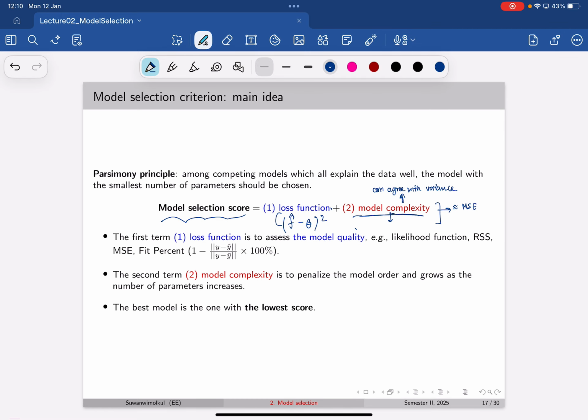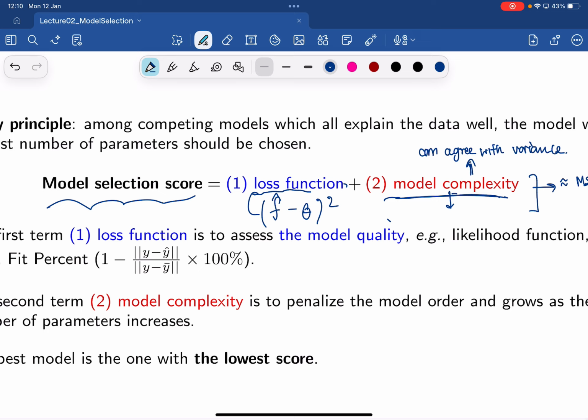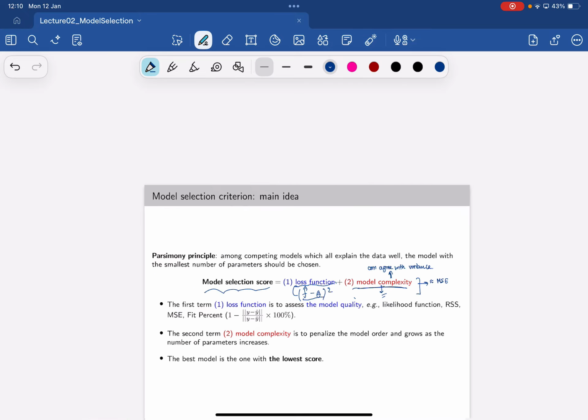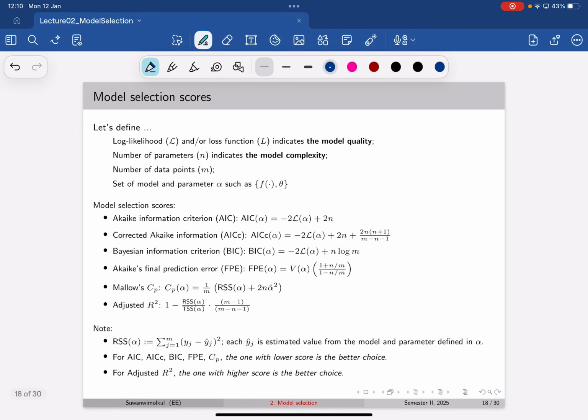So yes, the best model is the one with the lowest score, especially if your loss function is representing the error and the model complexity is representing, let's say, maybe the number of parameters. So that is the simplest formulation of it. Okay, let's look at each of them.